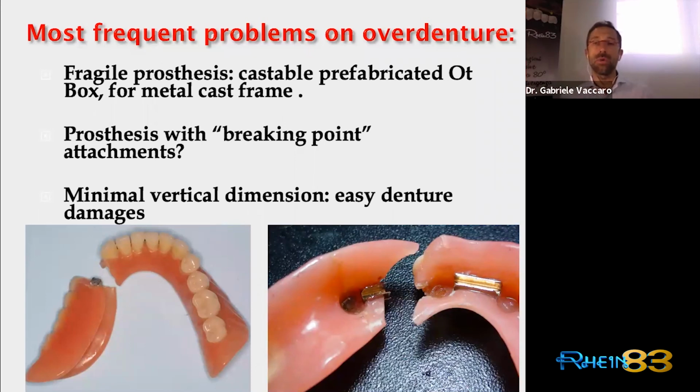denture. So why am I not using any framework inside the resin? Because if I have more resin in the thickness of the denture, I have more resistance. If I put some metal inside, the resin part is small. I have a thinner part of resin, so it can be the weakest point from where a crack can start.